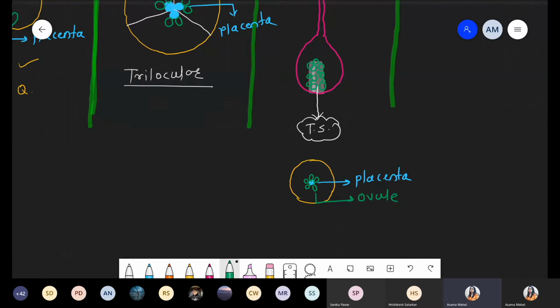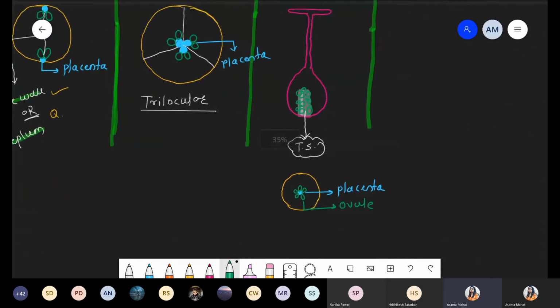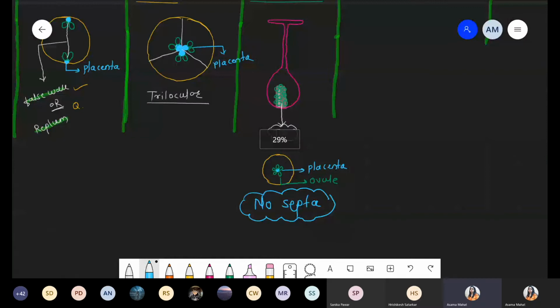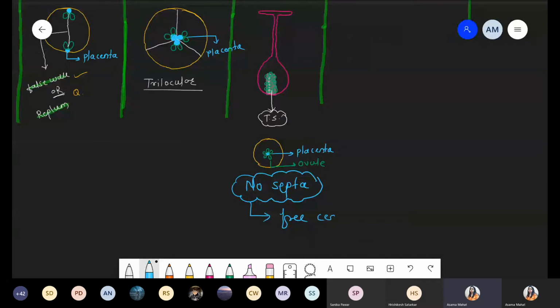If you compare this point with trilocular or with parietal condition, why are these called free central? Because there are no septa. No wall is present, and due to that characteristic, this condition is called free central, because there is no wall present, no compartment. That's why simply these are called free central.